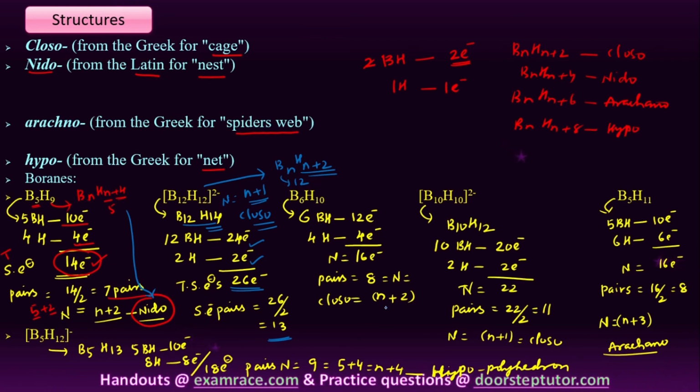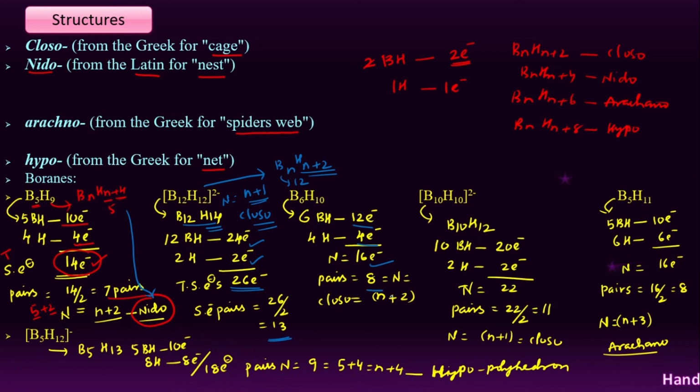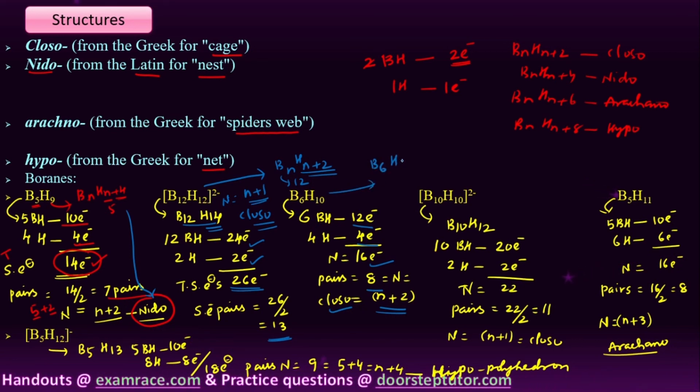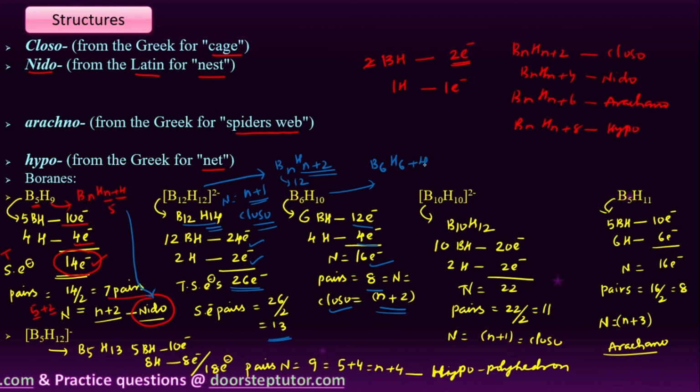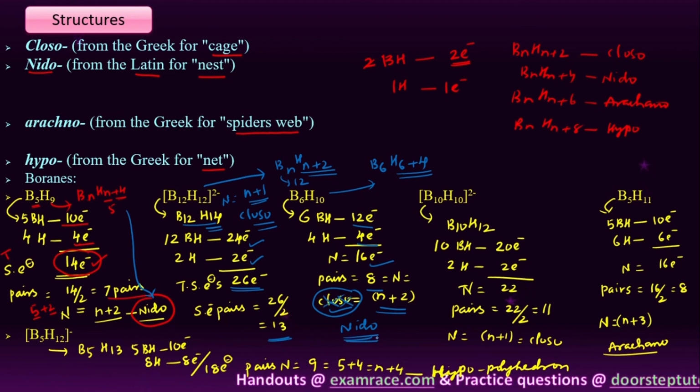Okay, right, here you can see the number of BH units is 12 and 4, giving 16. So the total number of electrons is 16 and pairs 8. Therefore n is equal to n plus 2. If it is n plus 2, then it is closo. Now we will write B6H10, that is B6H6 plus 4. Then it is nido, student. Sorry, here I have mentioned closo, which is not correct. Please change it, so it is nido.